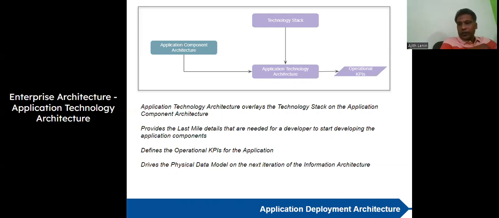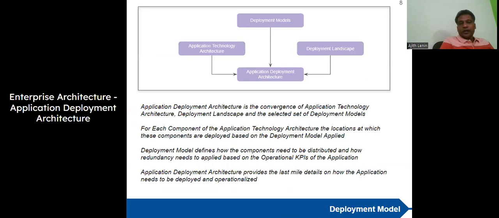Now let's see how we take this and build an application deployment architecture, right? Application deployment architecture is basically a convergence of the other three components which we defined, right? So the application technology architecture, and the deployment models, we will come to the deployment models next.